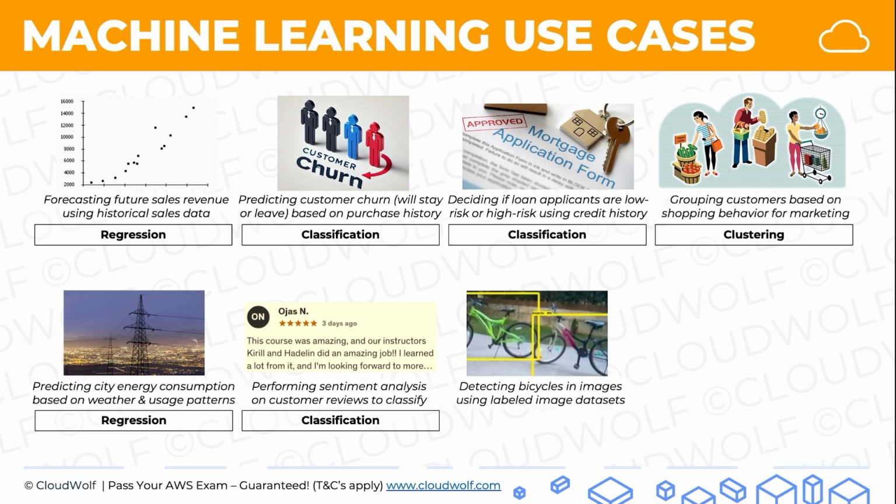Next one is detecting bicycle images using labeled image datasets. We would need to be able to detect what a bicycle is and classify that this is a bicycle. I've already said the answer. This is a classification problem. We need to identify that part of the image as a bicycle, so classify certain images as bicycle.